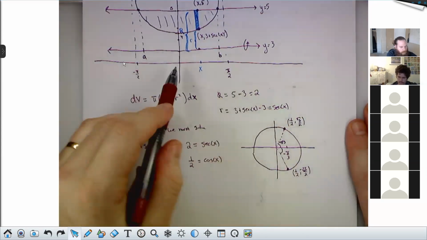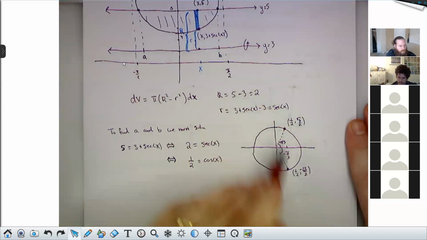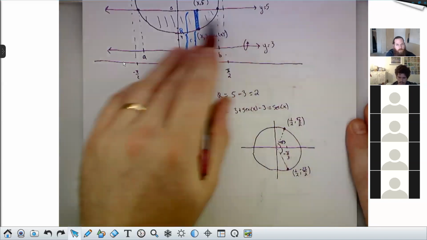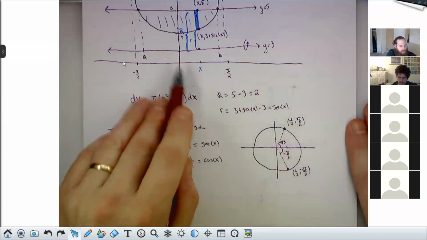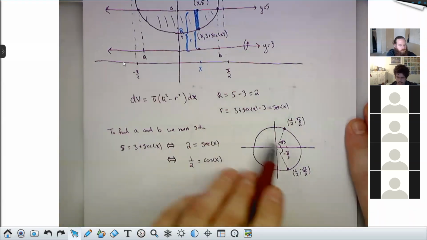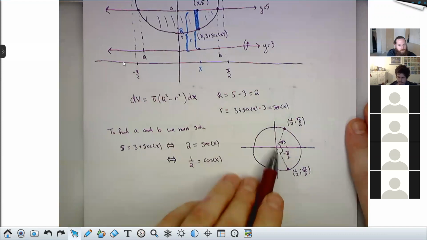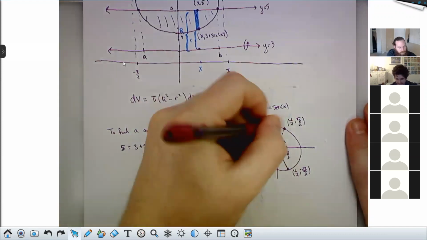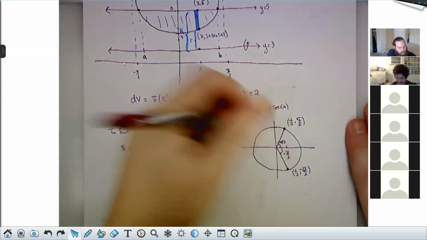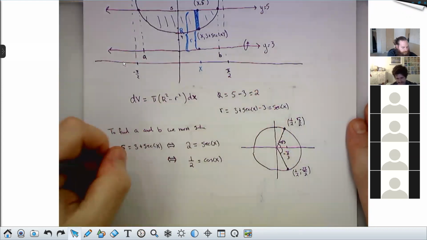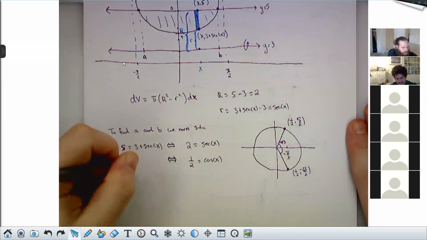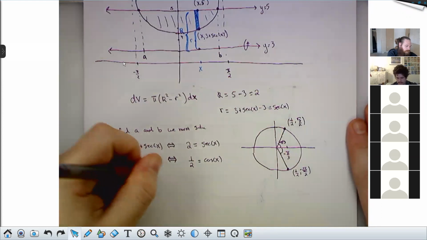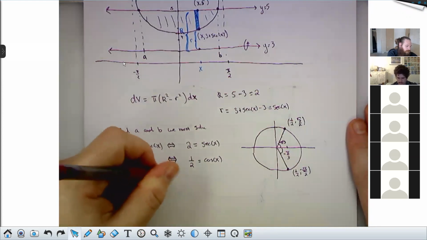I'm not interested in rotating all the way around. That would find me another solution somewhere over here, where the line y equals 5 hits my graph. I want the smallest negative solution. So I have to think about rotating down on my unit circle, rotating some negative angle. So these really are x equals negative pi over 3 and x equals positive pi over 3.